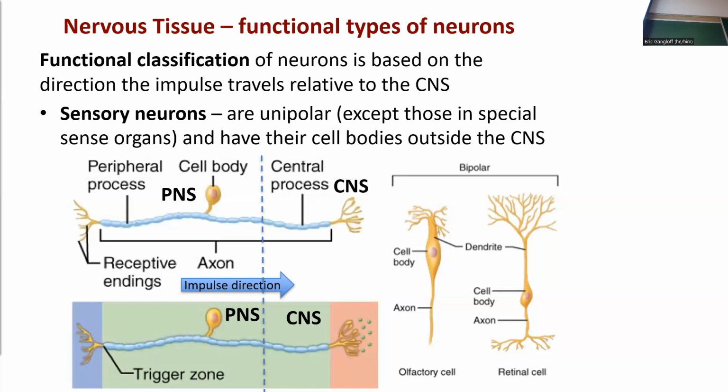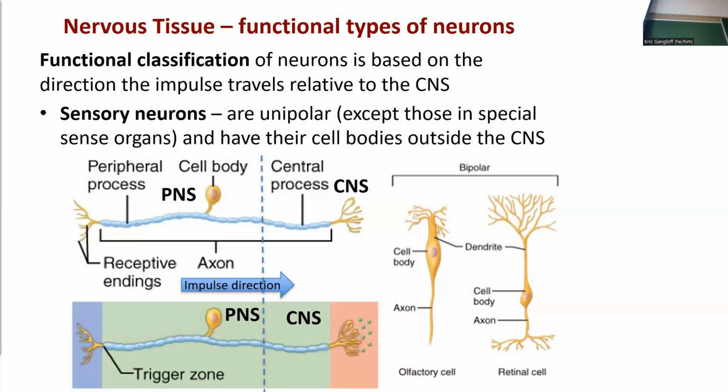Importantly, note that the cell body is in the peripheral nervous system. And we're going to see where those cell bodies group up in places called ganglia that I mentioned a little bit on Friday. Now, I have a couple examples also of bipolar cells that are associated with the special senses. And you can see what these look like here.